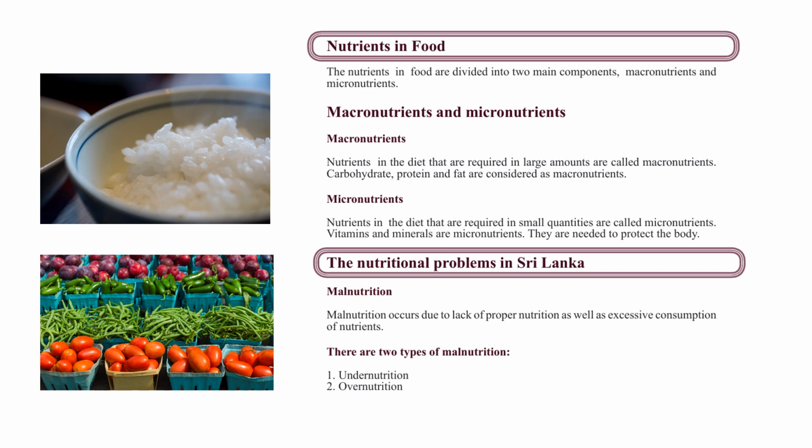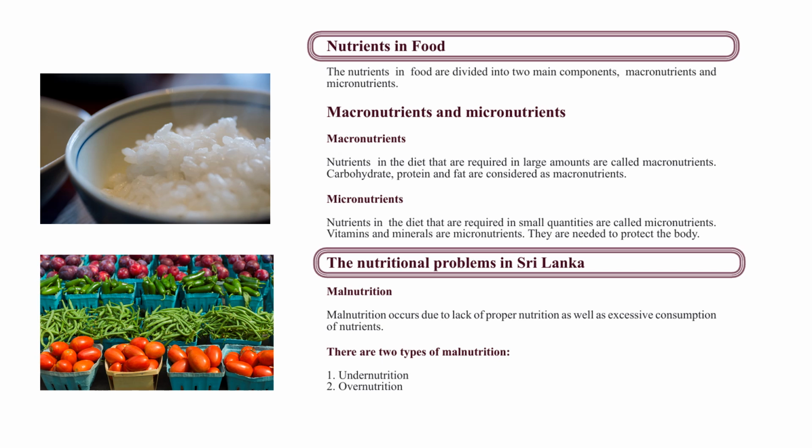Let's talk about nutrients in food. The nutrients in food can be divided into two main components: macronutrients and micronutrients. The word macro itself gives you an idea that it is in large amounts. Macronutrients means nutrients in the diet that are required in large amounts. So we have three macronutrients. Those are carbohydrates, proteins, and fats.